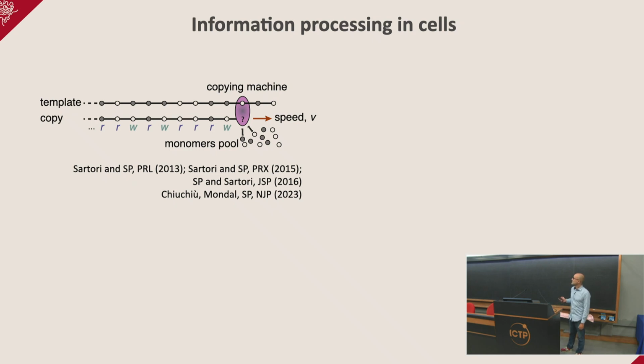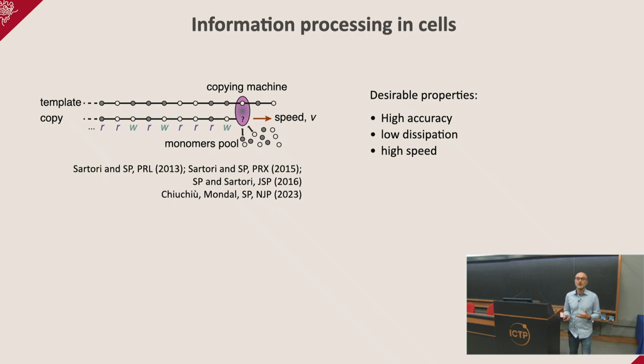So if you think about the quality of this process, ideally, you would like to perform this task with a very high accuracy, so produce a reliable copy of your template without wasting too much energy. So ideally, you would like your dissipation to be low and at very high speed, because the faster you do it, the faster you can replicate.